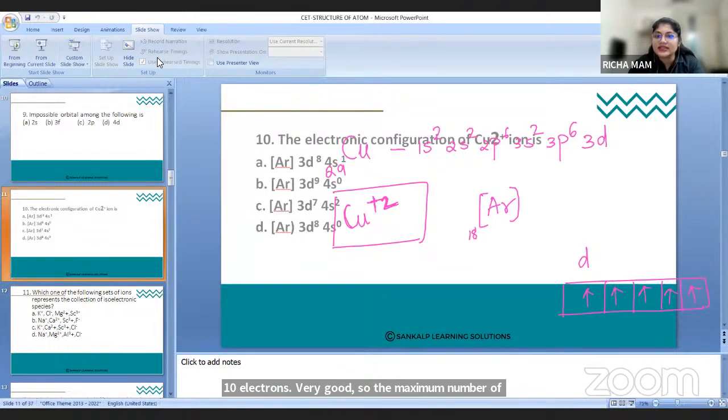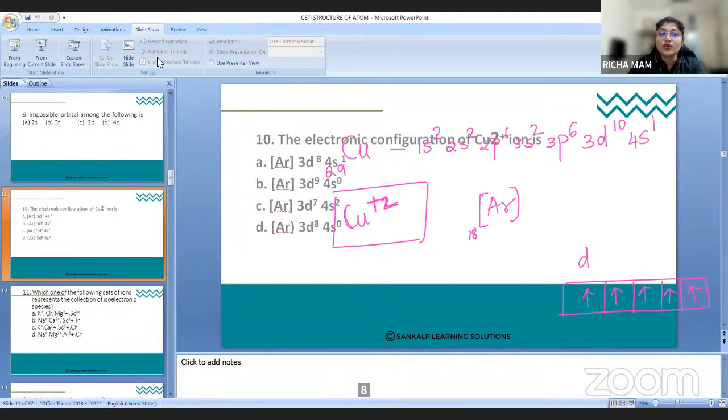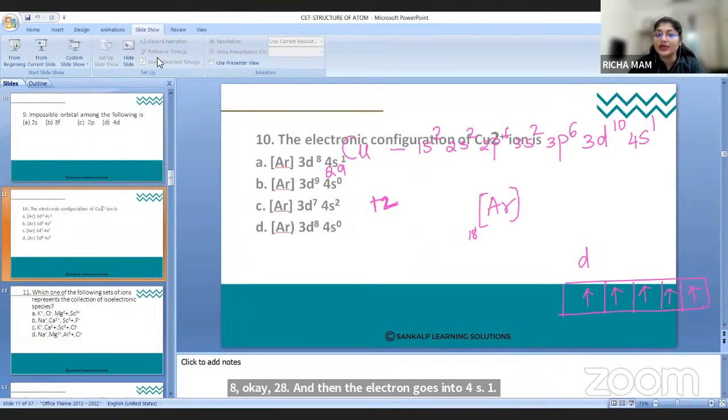So let us write 6, 7, 8, 9, 10, 11, 12 and this 6. So 18. So still we can fill up there 10. So it becomes 18 plus 10, which is 28. Okay, 28. And then the electron goes into 4s1. So this is for copper, copper 29.